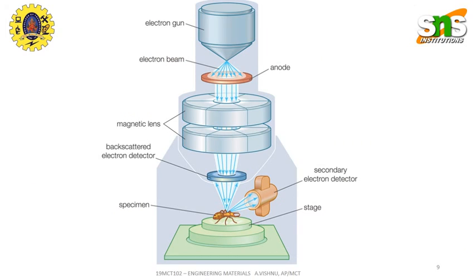A schematic working representation of a SEM is shown here, where the electron gun emits the electron beam through an anode. The magnetic lens magnifies those beams and they fall on the backscattered electron detector, and the secondary electron detector receives the reflected electron beam from the backscattered electron detector, which falls over the specimen. So that's how the image is produced.